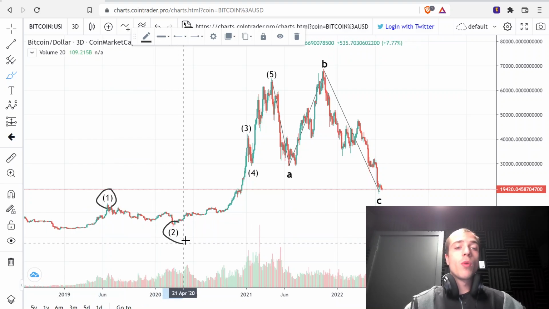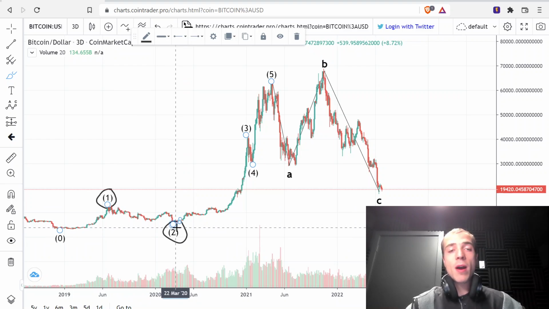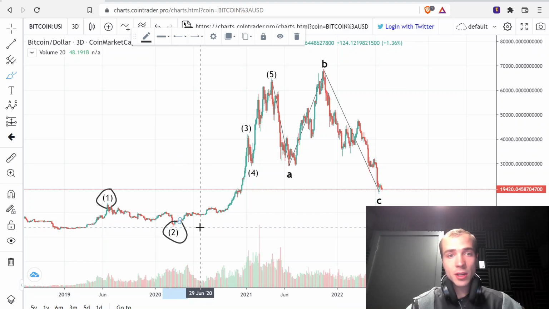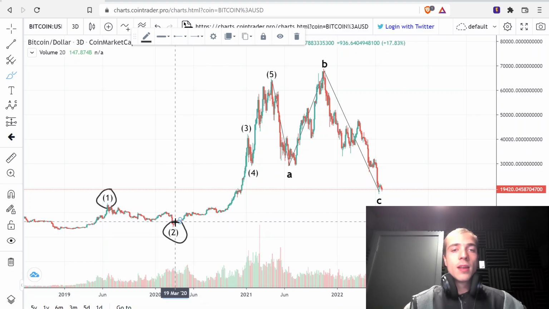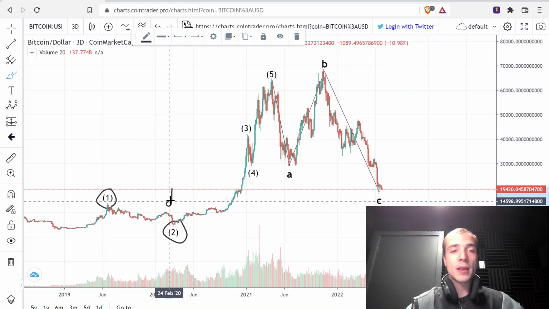And then we have our wave 2, where the market came back down to about 4,000. I think it stopped around 3.8 actually, or around 4K. And that was for wave 2 here. This was obviously the coronavirus panic right here.